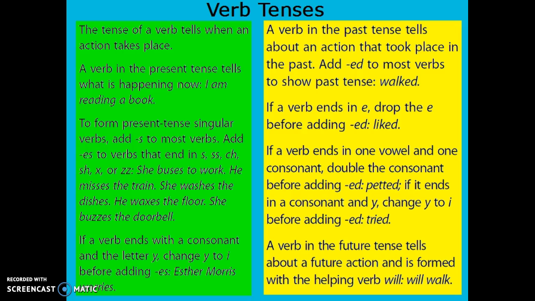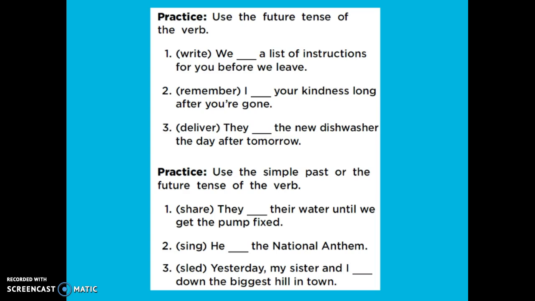All right, let's take a look at some practice. All right, let's start with this practice. We're going to begin with using the future tense of the verb. So future means we need to add our helping verb will. So, we will write a list of instructions for you before we leave. So we would add the word will, and then our verb, our action verb, write. We will write.